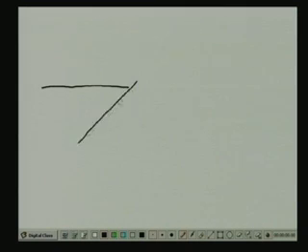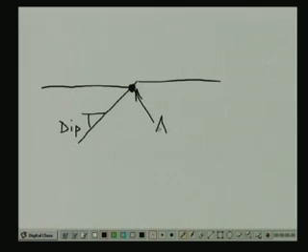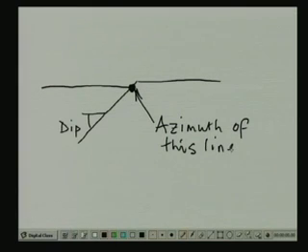To restate what I did last time, for example, let's take an example of a fault, and the fault looks like this. In this case, the dip of the fault is that angle there, and the strike of the fault is the orientation of this line perpendicular to the plane of this paper. The azimuth of this line is equivalent to the strike of the fault. So that is what we mean by the terms dip and strike.